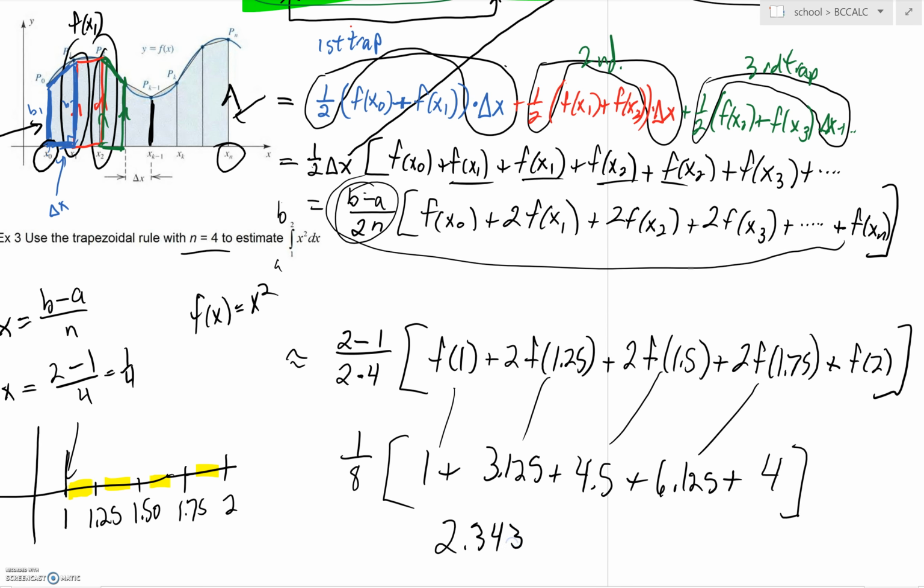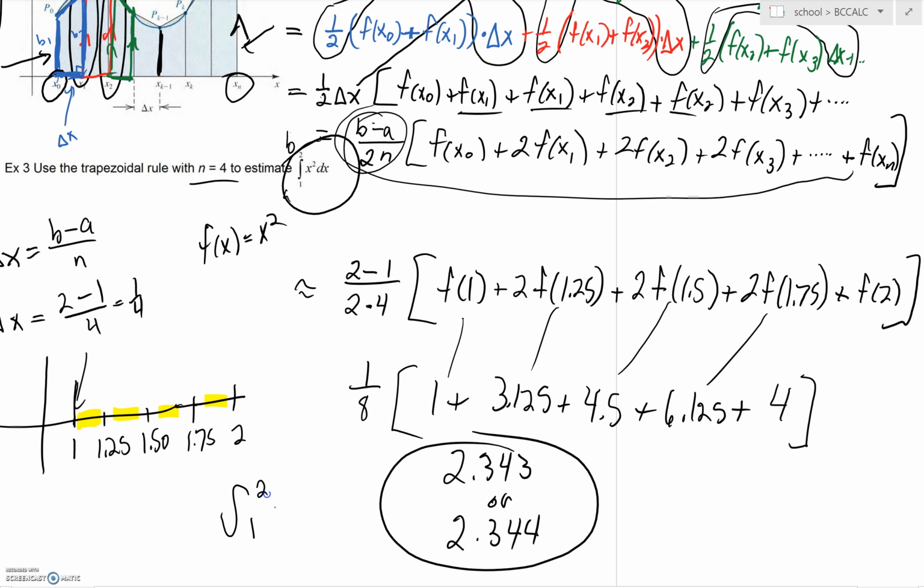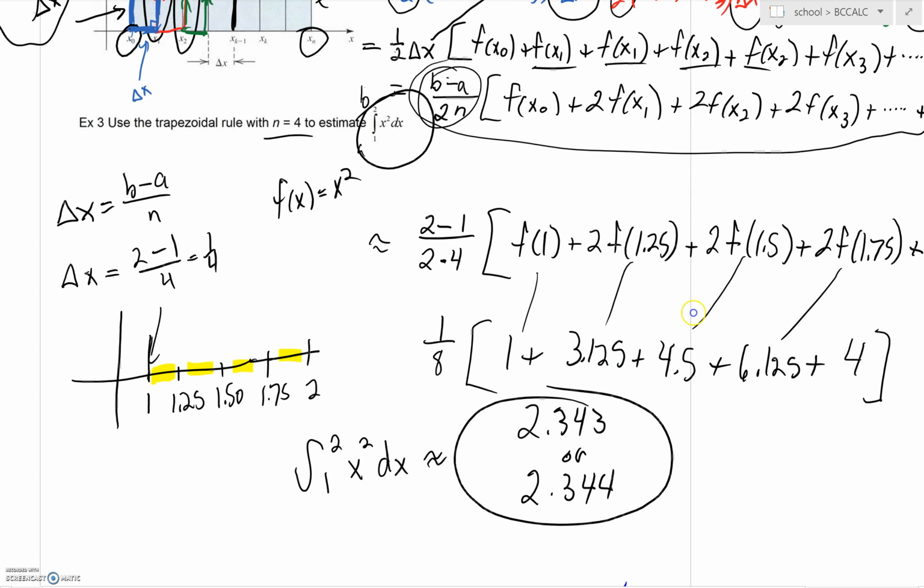Or if you wanted to round at the end, you'd get 2.344. So, again, that can seem so silly. The fundamental theorem, of course, can get us that answer quickly, easily. This can almost seem kind of silly for us to even have a method like this. But where we're going next might explain why this trapezoidal rule could be so helpful.